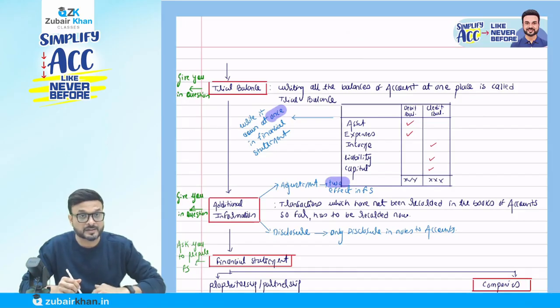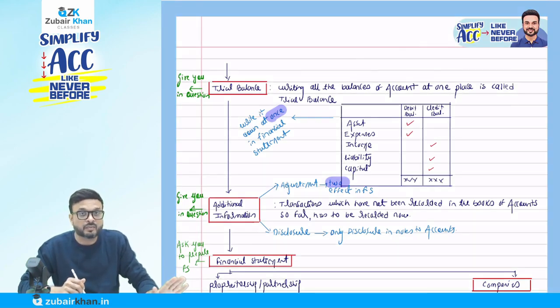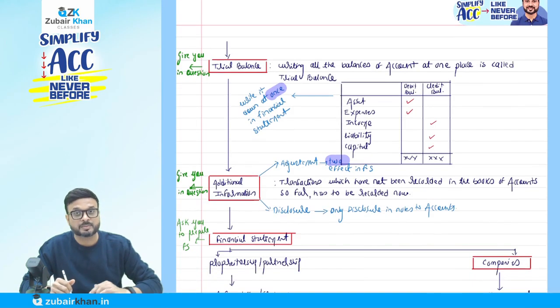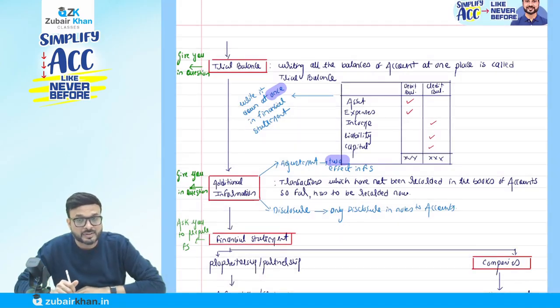Now basically the chapter starts here from the trial balance. What is this trial balance? It is a place where we record the balances of all the accounts. Remember that they will give the trial balance in the question, along with additional information. The trial balance is the statement in which we record balances of all the accounts. Assets and expenses always have a debit balance, so they come in the debit balance column. Income, liability and capital have a credit balance, so they come in the credit balance column.